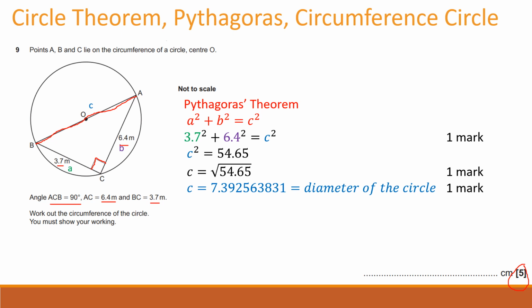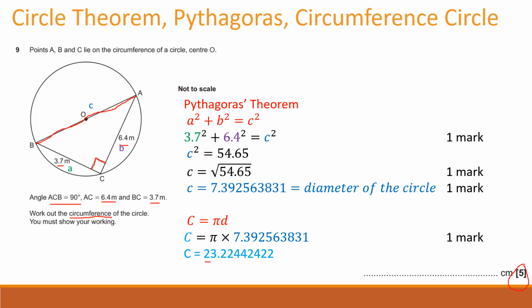Now, the next mark comes from working out the circumference. The circumference of the circle is pi times the diameter. We've just worked out the diameter of the circle, so it's going to be pi times 7.39. Make sure you use the whole digits on your calculator, so use the answer button on your calculator. And that will give you 23.22442422.